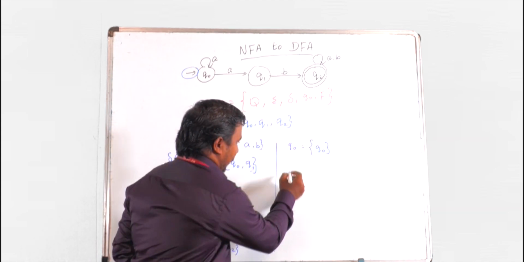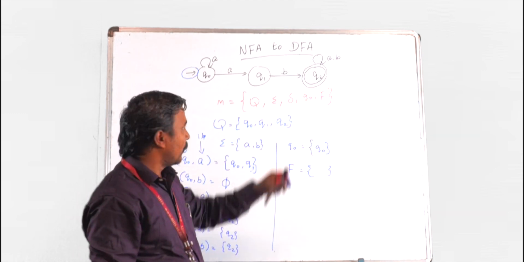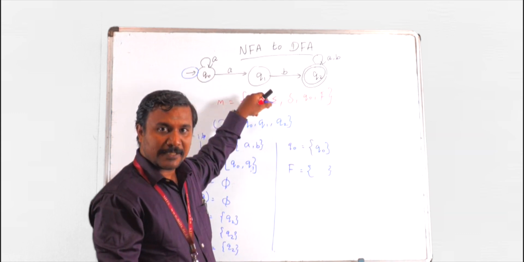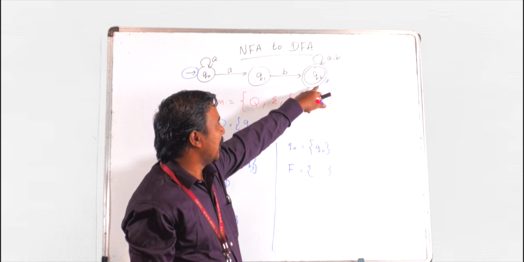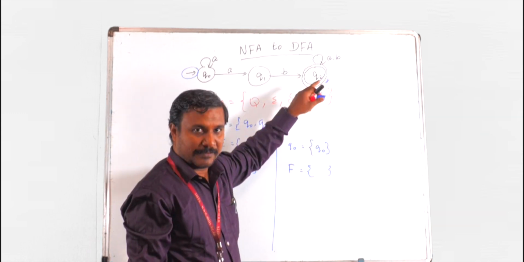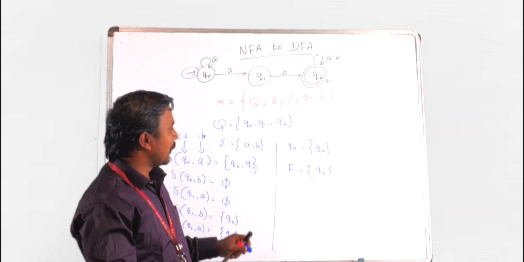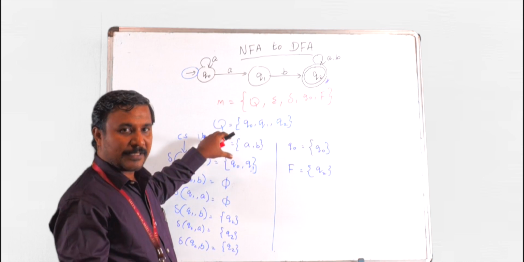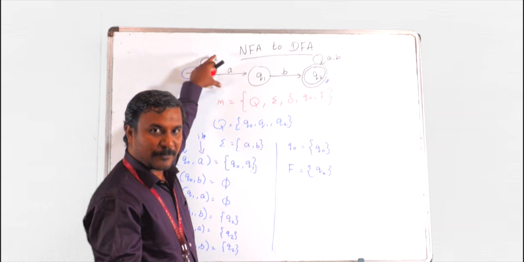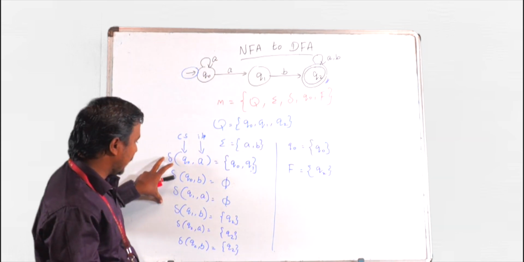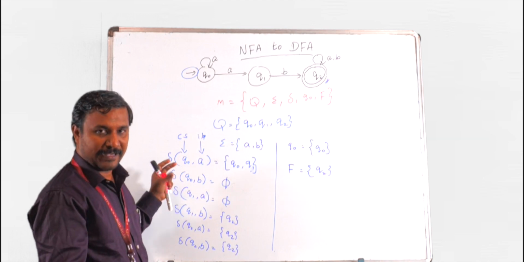And finally, F. F is nothing but the final state. As per this NFA diagram, my final state is Q2. Why? Because the final state is always encircled with two circles. So my final state is Q2. This is what my 5 tuples are in the finite automata. This is the diagrammatical representation of finite automata, and this is delta transition, the mathematical representation of my finite automata.